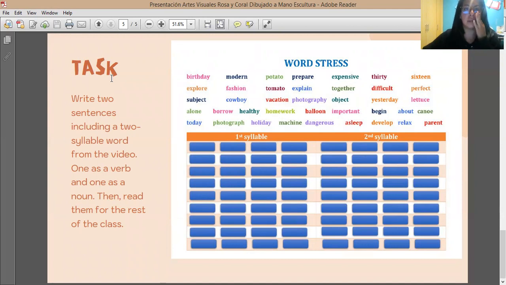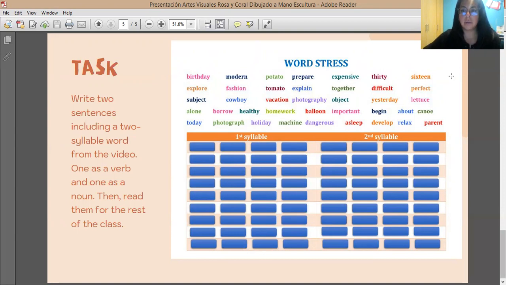So 2 tasks. One is to write 2 sentences, including a 2-syllable word from the video. One as a verb and one as a noun, because the rule that the video was talking about is what happens with these words that are nouns but are also verbs, like for example, present and present. So there is a rule there, and the task is to write 2 sentences using the word, and then read it for the rest of the class and change the pronunciation, the stress.